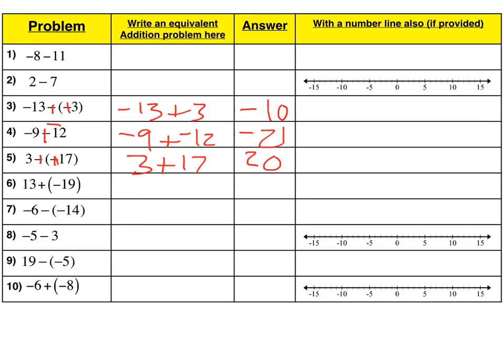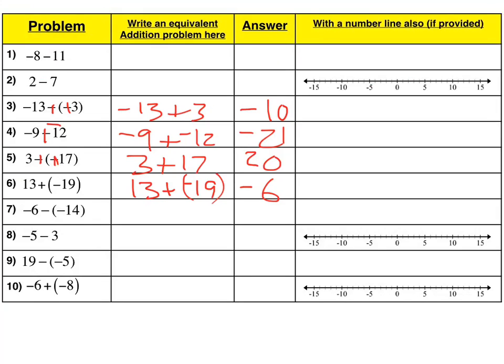Number 6 is already an addition problem. Therefore, I don't need to make any changes to that. So we just sort of transfer over 13 plus negative 19. We have 19 negatives, 13 positives, 6 more negatives than positives. Any questions so far?